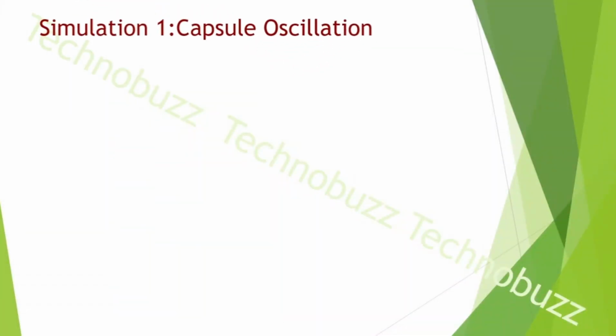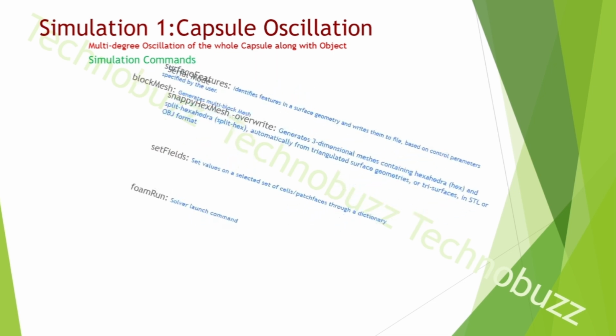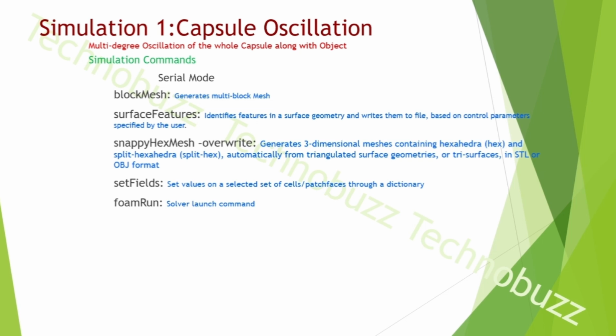Simulation 1, Capsule Oscillation. Here, multi-degree oscillation of the whole capsule along with the object is considered. Let us see the simulation commands. In serial mode, these are the commands which we need to use. blockMesh. This generates the multi-block mesh.